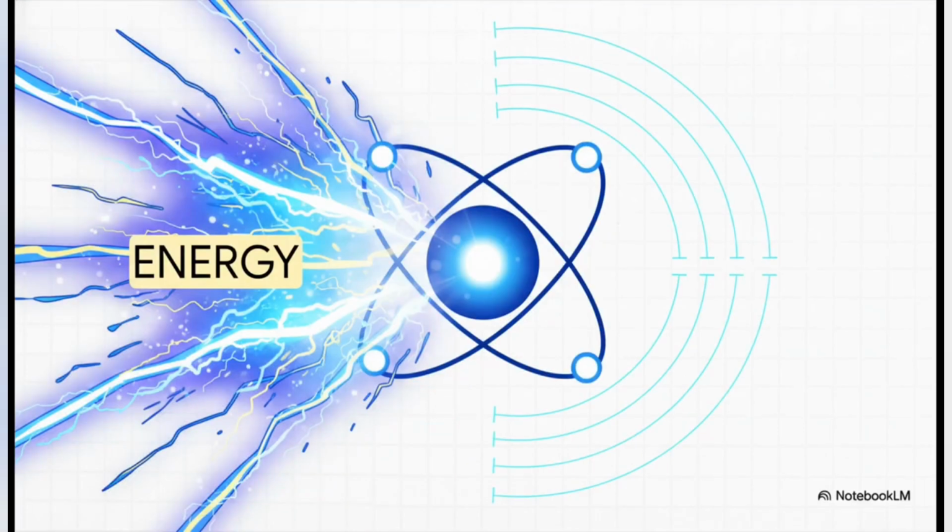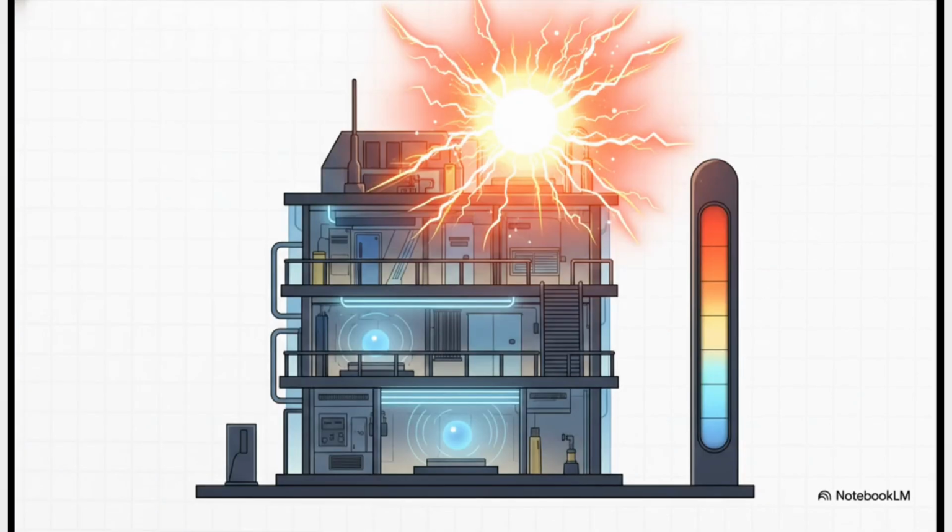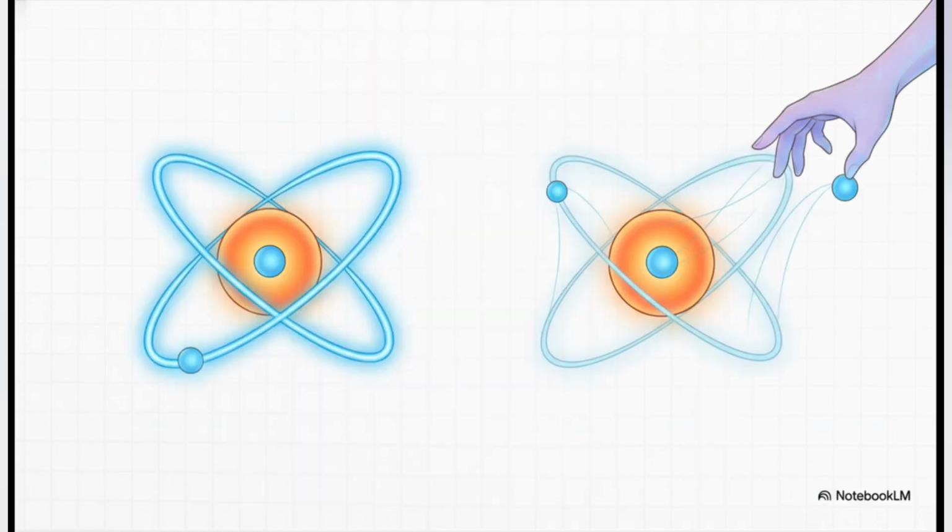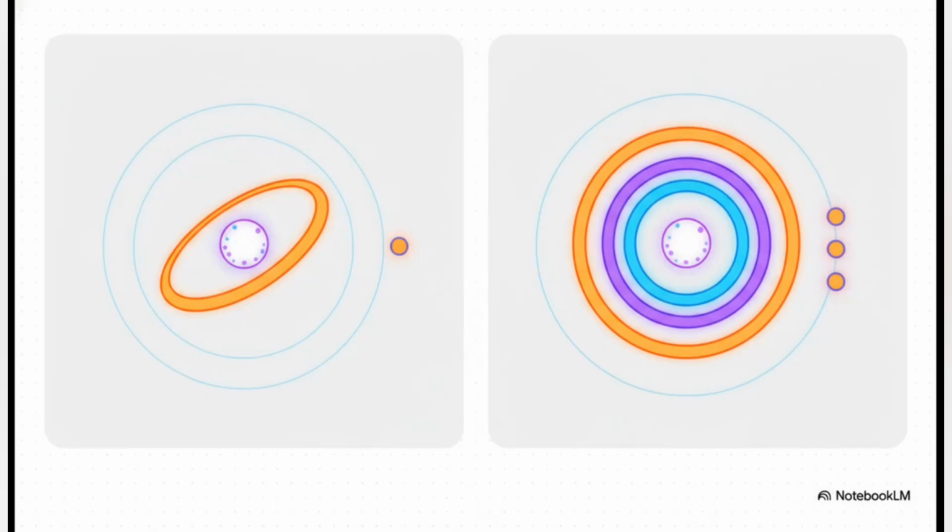So, why does the floor number matter? Well, it tells us two absolutely crucial things. First up, energy. The higher the floor, the more energy that electron is packing. Which means electrons on those higher floors are farther from the nucleus and easier to knock away. And that brings us to the second point, size. Higher floors mean a bigger electron cloud.